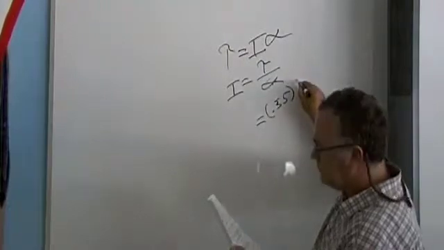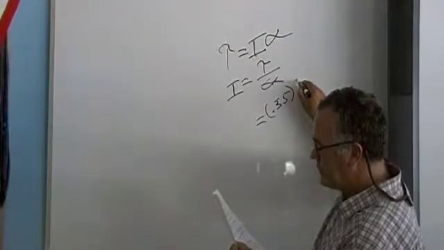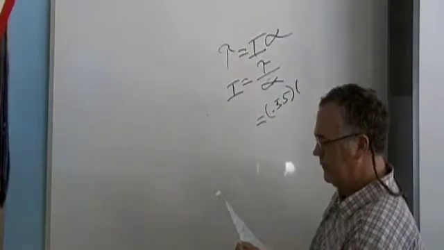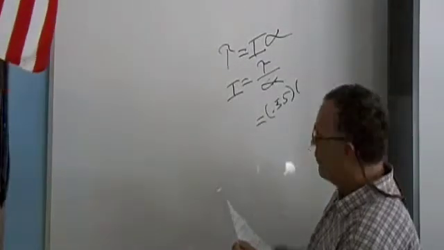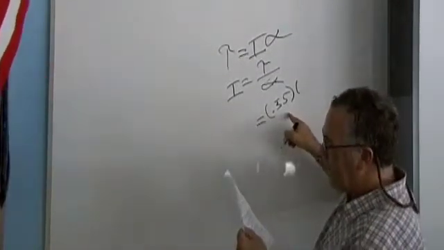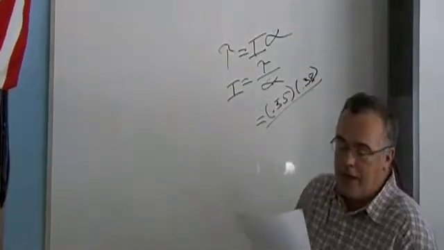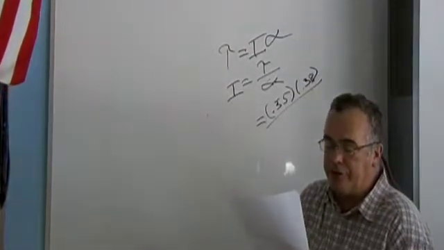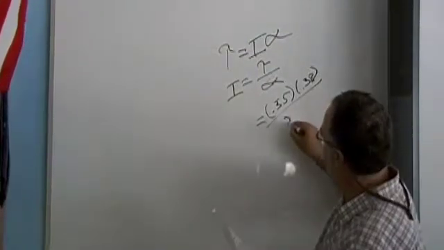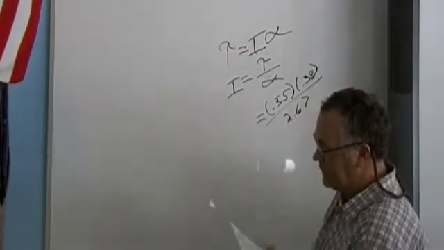0.35 times the force. 0.35 is the force. 0.38 is the distance, the perpendicular distance. And now we've got to find the angular acceleration. They give it to us, 2.67. Well, this is an easy one, too.